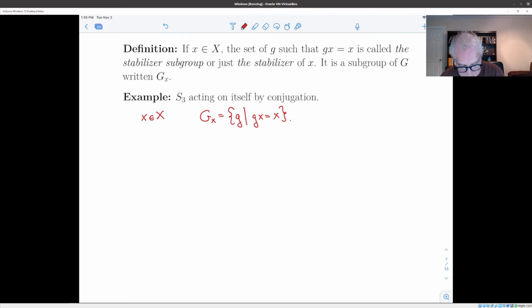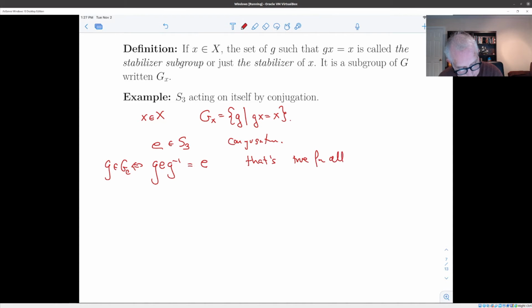So let's go back to our immediately preceding example, and let's take the element e in S3. And we're going to have the conjugation action. So what's the stabilizer? Well, the conjugation action says g is in the stabilizer of the identity if and only if g e g inverse is equal to e. But that's true for any g. So the stabilizer of the identity is all of S3.